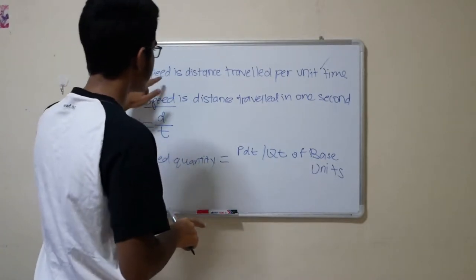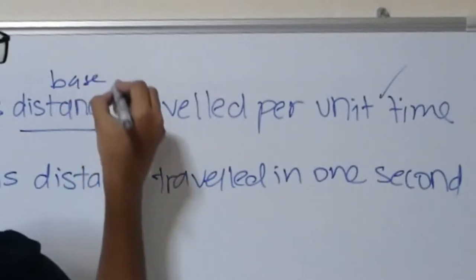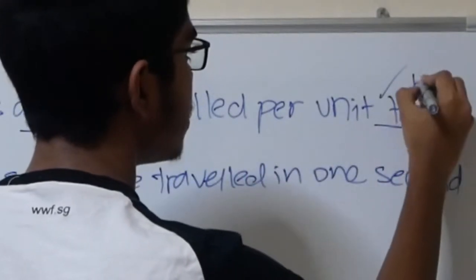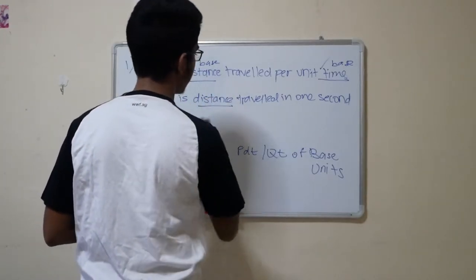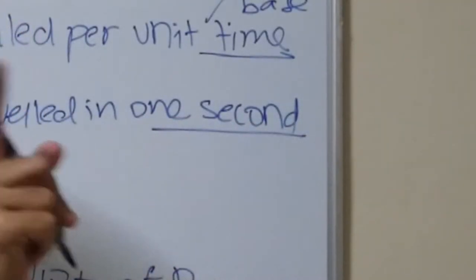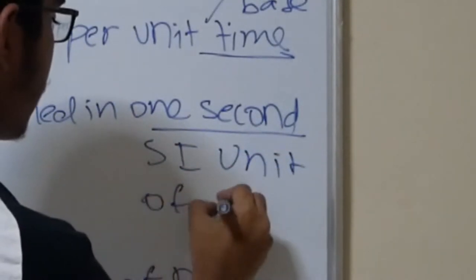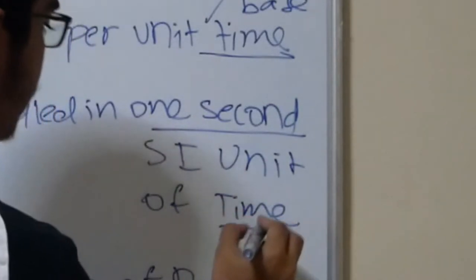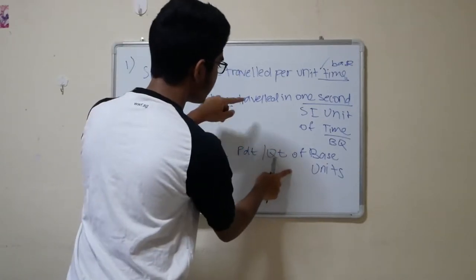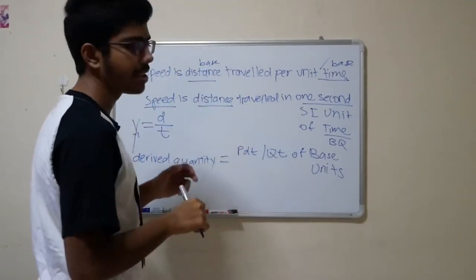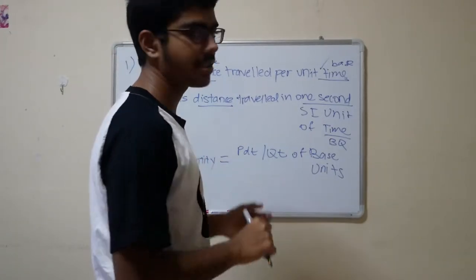So, this statement is correct because this is a base quantity. This right here, unit time, is a base quantity. This is wrong because while this is a base quantity, this one is not a base quantity. This is the SI unit of time, and time is the base quantity. So this statement does not fulfill this definition of a derived quantity. So this is wrong. And this is what you must say when Cambridge asks you this kind of question.